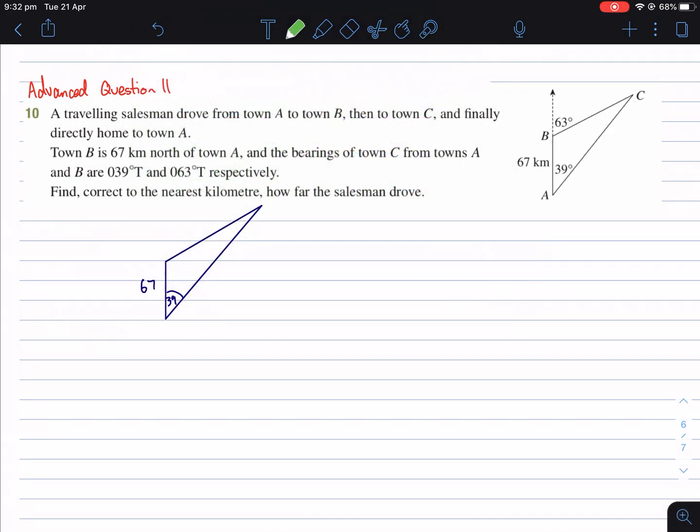Oh, wait, I can figure this one out because it and 63, they're supplementary. They add up to 180. So I'll do 180, take 63. And that gives me 117. So that's this one.